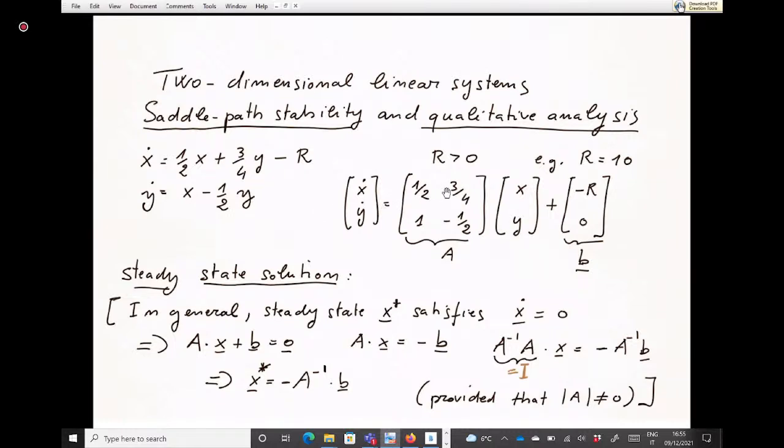So if you write down this system in matrix form, what you see is 1/2, 3/4, 1, minus 1/2, which is a coefficient matrix. And the vector of the constant terms is minus r for the first equation and 0 for the second equation.